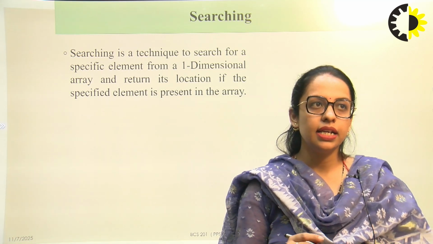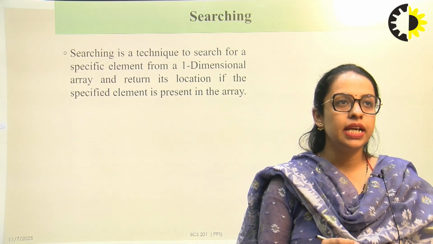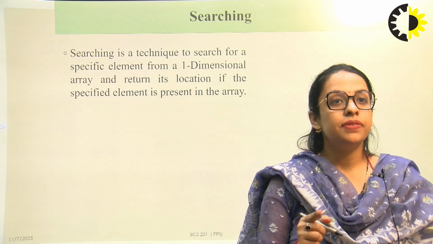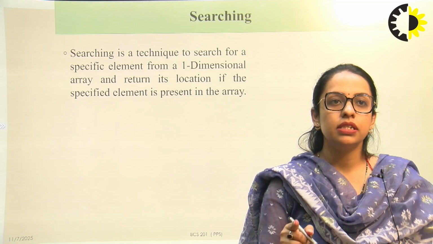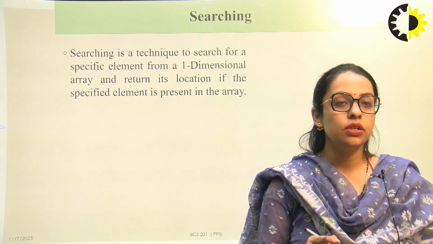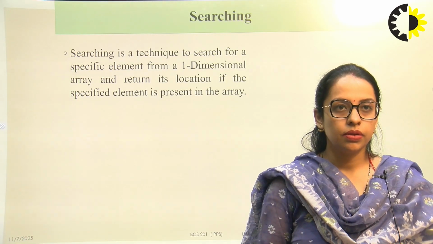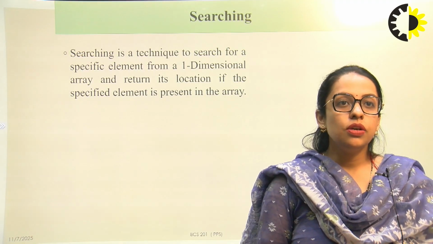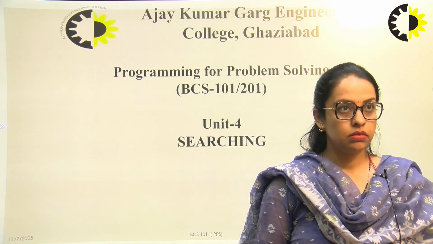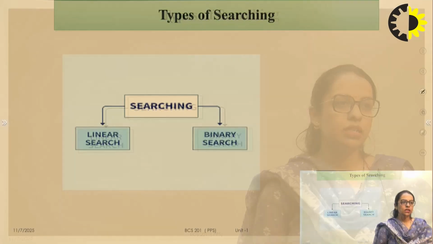So we can say that searching is a method or an approach to search a particular specified element from a one-dimensional array, and after identifying whether this element exists in the array or not, we have to return the location of the specified element in the array also. Okay. So searching is of two types: linear search and binary search.